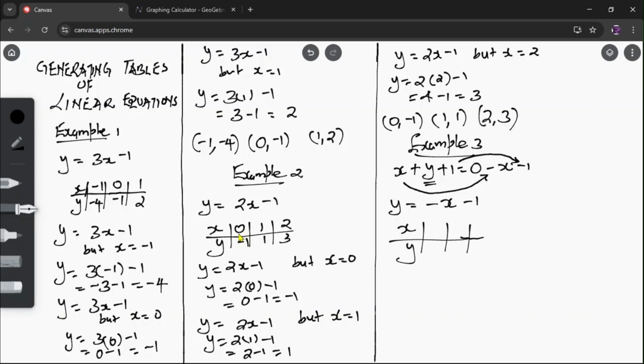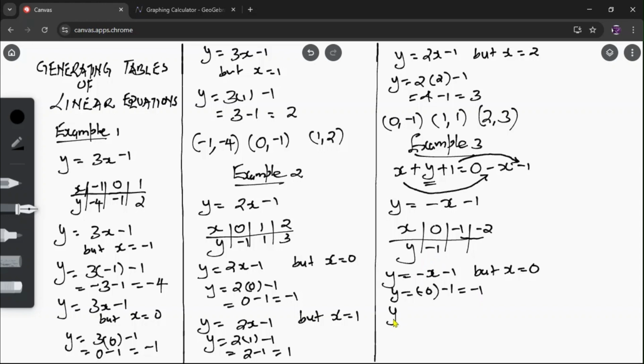Here, after 0, we picked the two values on my right. Let me try to pick two values on my left. If I have 0, I have negative 1, I have negative 2. Let me see. So we have y equals negative x minus 1. In this scenario, the value of x is what? 0. So if you put 0 here, y will be negative 0 minus 1. This is the same as minus what? 1. So the value here is minus 1.